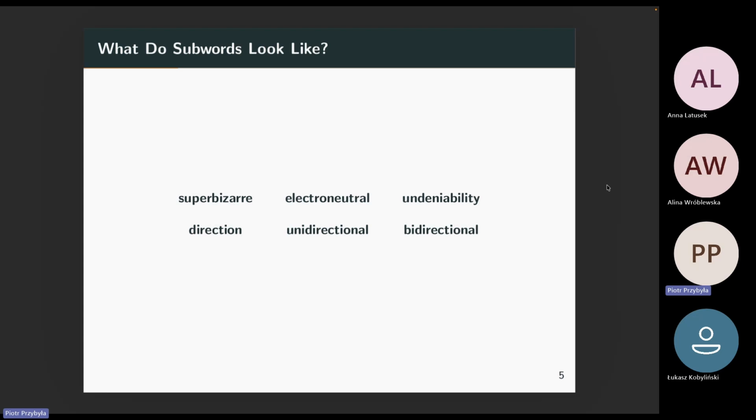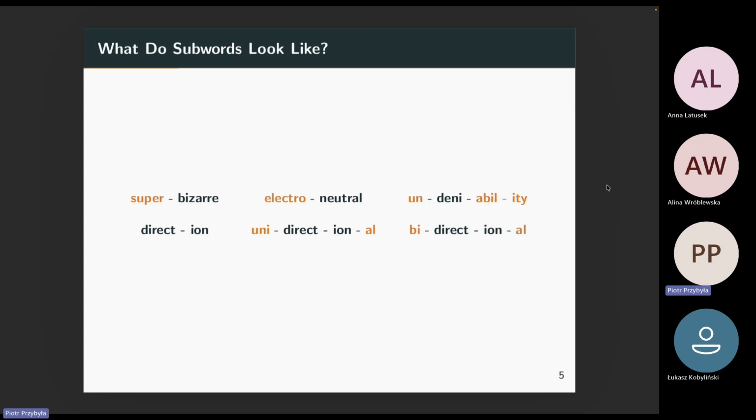So these are a few words that are kind of compound, right? You can see that you would like to have some kind of phenomenon of compositionality happening within them. Because super bizarre is connected semantically to the word bizarre, and then super is a prefix that adds an extra element of meaning, right? Electroneutral, undeniability, all of these are compound words. So we would like them to be split like this, right?